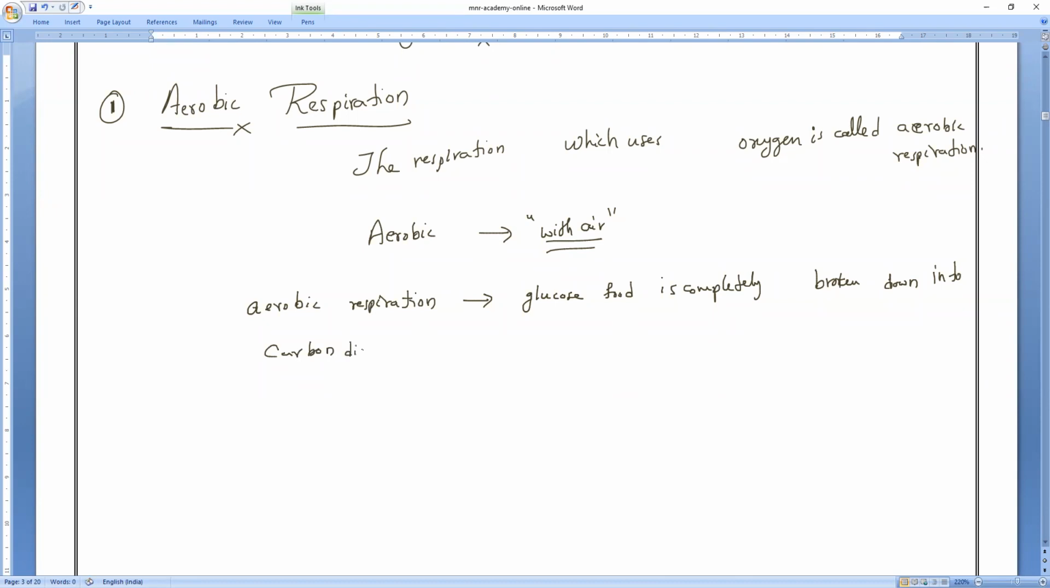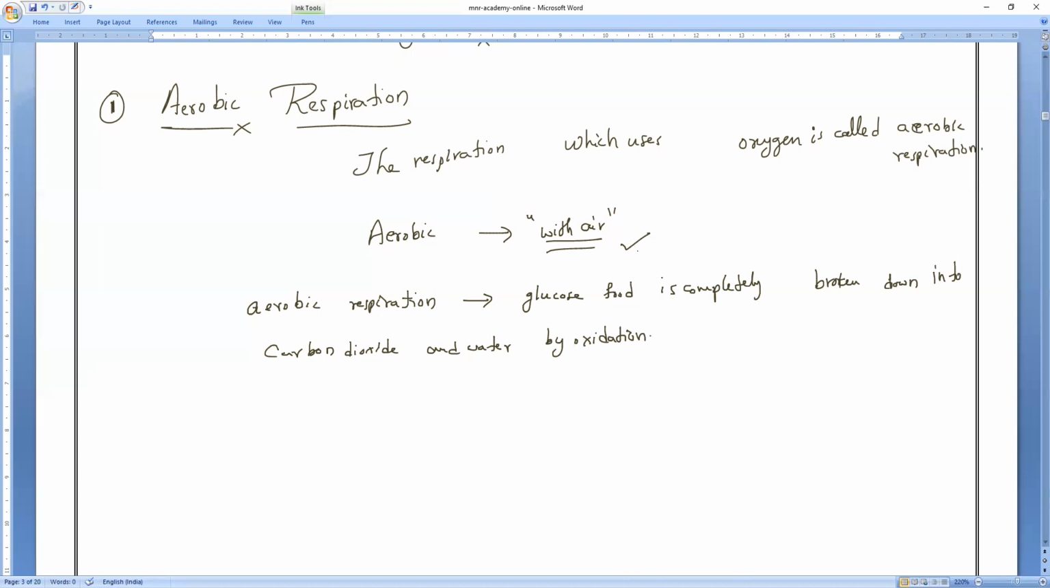What will happen? Carbon dioxide and water. Yes, by oxidation, because it is taking place in the presence of oxygen. So aerobic respiration undergoes complete oxidation and it will produce carbon dioxide, water, and a huge amount of energy for use by the organism, which will get stored in the form of what molecules?